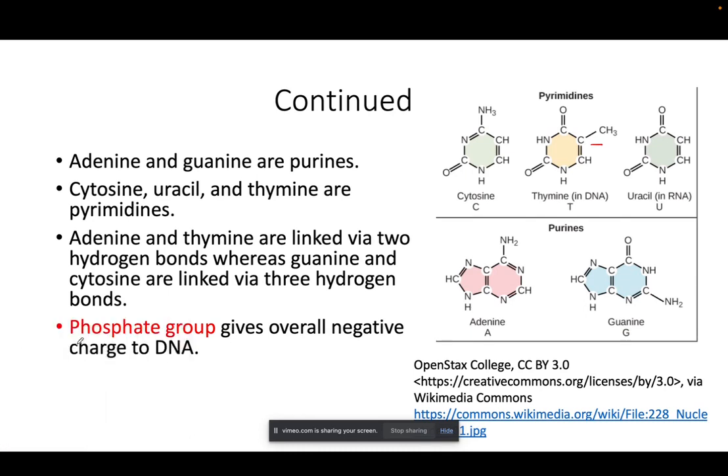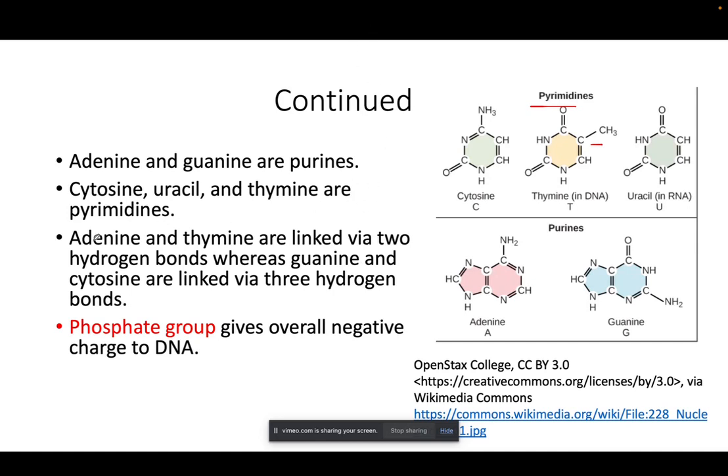It is not a huge difference, but again this is very relevant to know for the exam, that the purines are adenine and guanine, and pyrimidines are cytosine, thymine, and uracil. Okay, and now let me mention the hydrogen bonding that occurs between these bases.